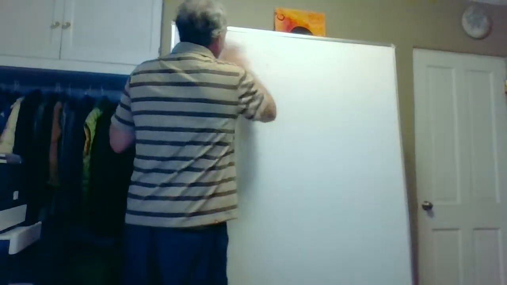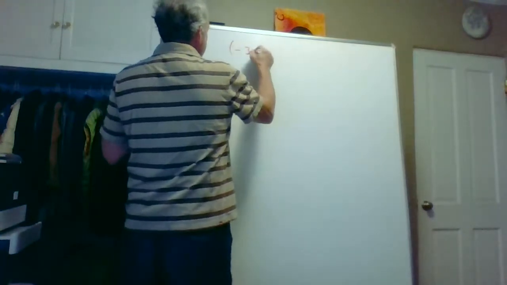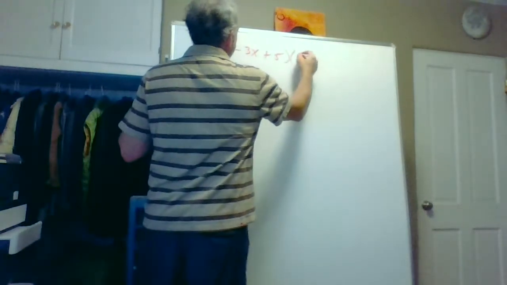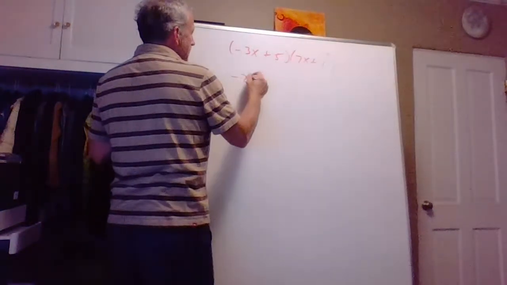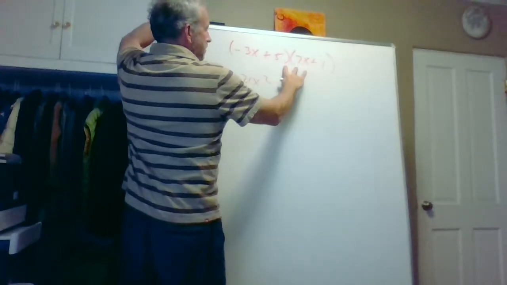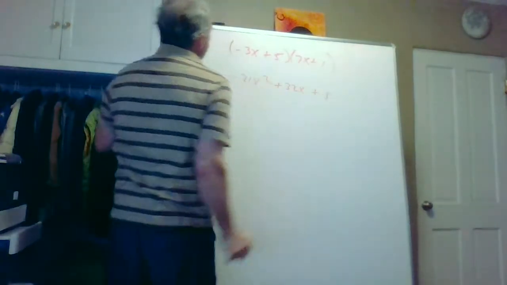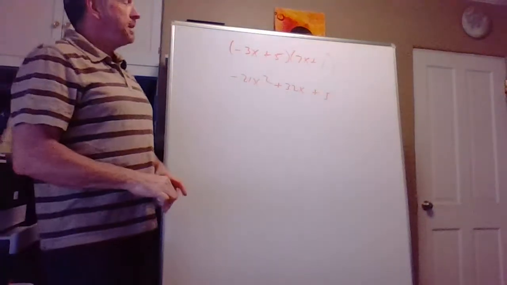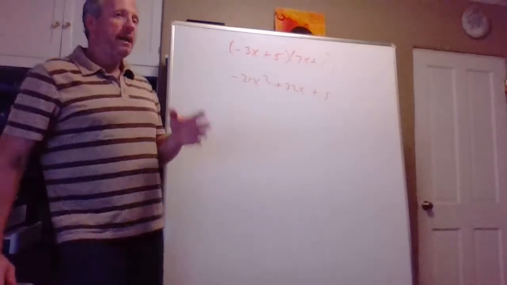So let me do one more example. Suppose we multiply negative 3x plus 5 and 7x plus 1. So I think, okay, this times this, negative 21x squared, negative 3x plus 35x, so plus 32x, and then plus 5. That's about how long it should take you. If it takes you much longer, you need to practice on it more. And you'll see why coming up.